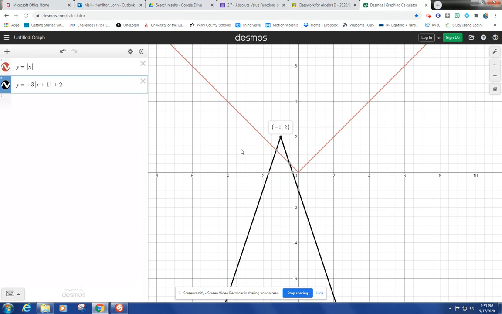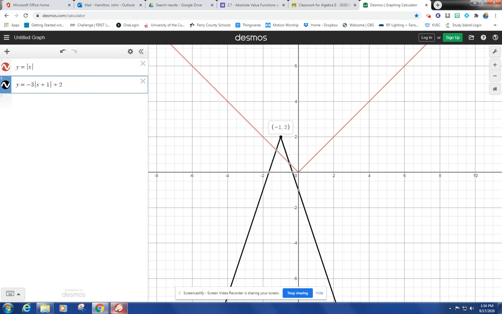Against the parent graph, it's pointing downward. It is very much more stretched. It's pulled in tighter. You will notice as well that I have shifted to the left 1. Even though I have positive 1 right there, I have negative 1 here. And you'll notice that it is also shifted vertically up 2 units. Okay, so all of those would be descriptions that we would have about this particular problem.